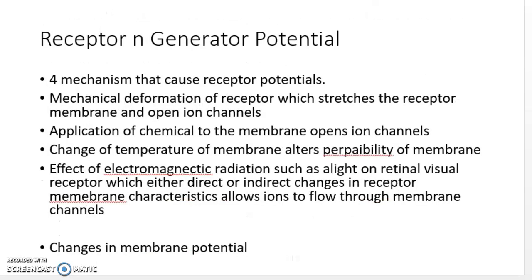Receptor potential and generator potential. Let me talk a bit more about that. Receptor potential is basically any change in the membrane. It leads to an action potential, but it itself is not an action potential.